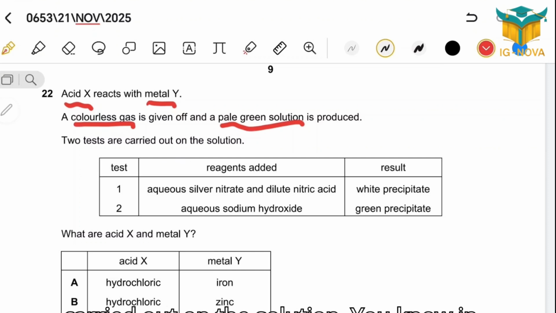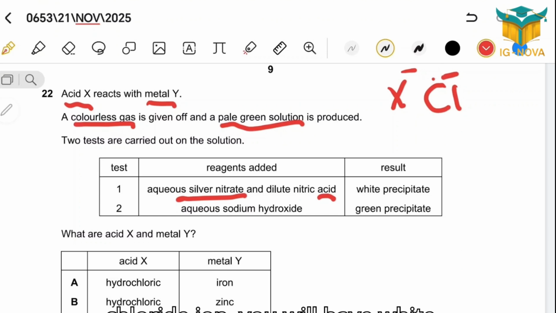We did 2 tests carried out on the solution. You know, in paper 6 when we find the cation and anion for the salt, those are the tests we are doing. For test 1, we add the reagent, which is aqueous silver nitrate, and acidify it with nitric acid. Silver nitrate directly tests for the halide anion. If you remember, for aqueous silver nitrate, if you have chloride ion, you will have a white precipitate.